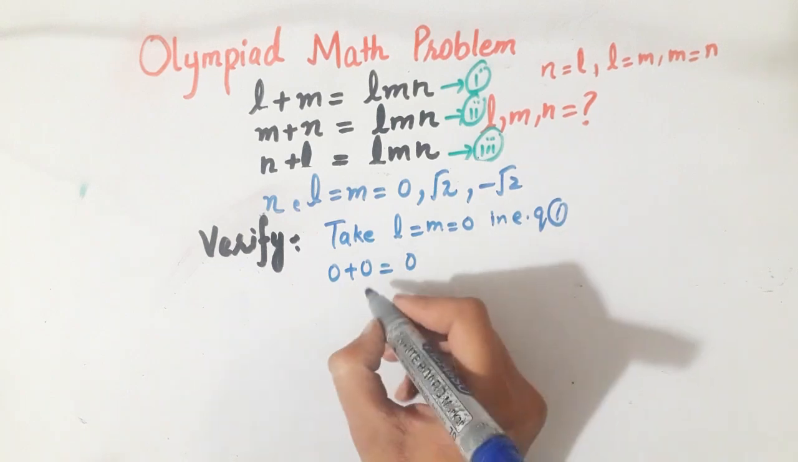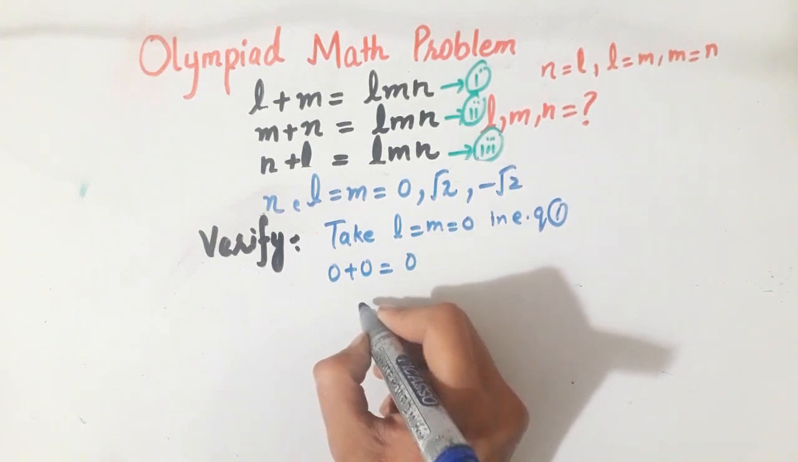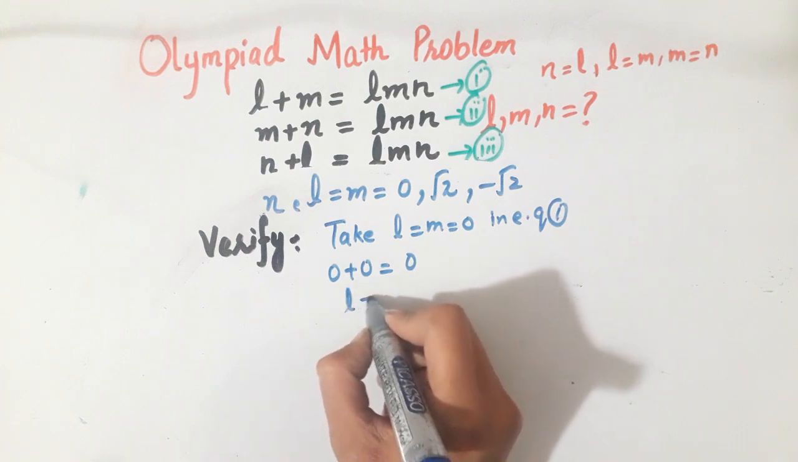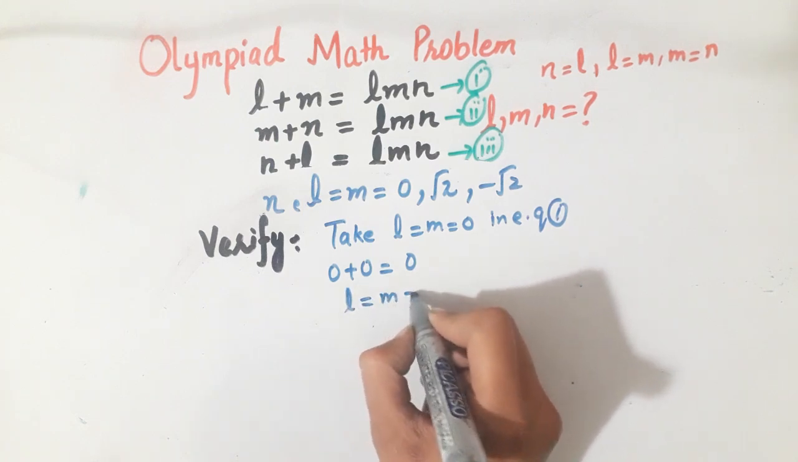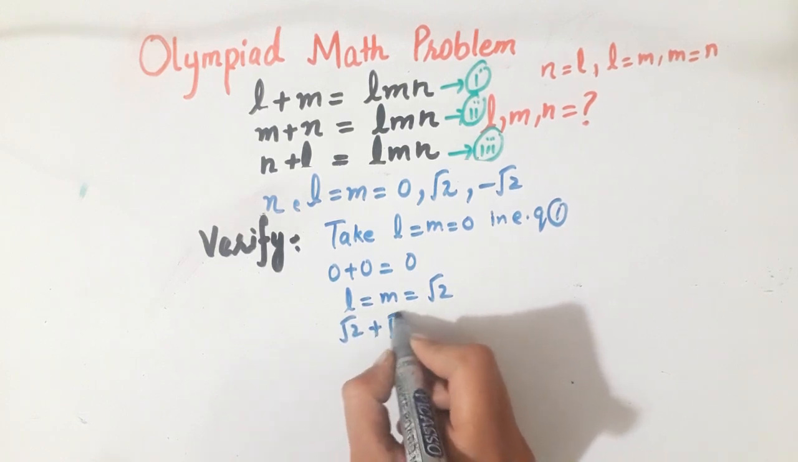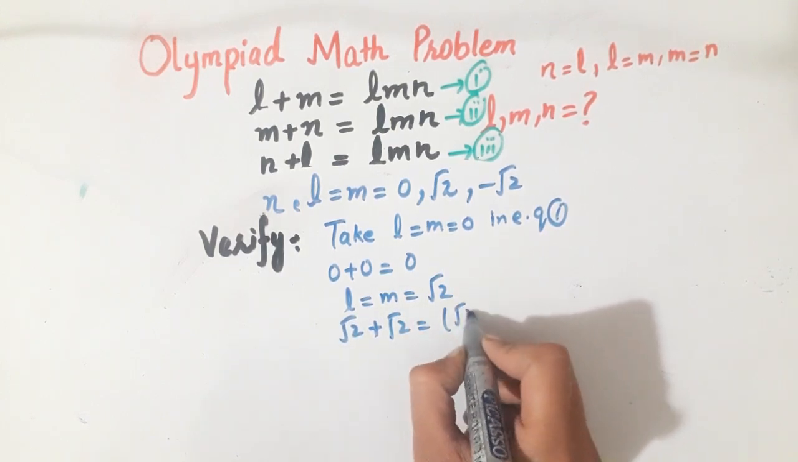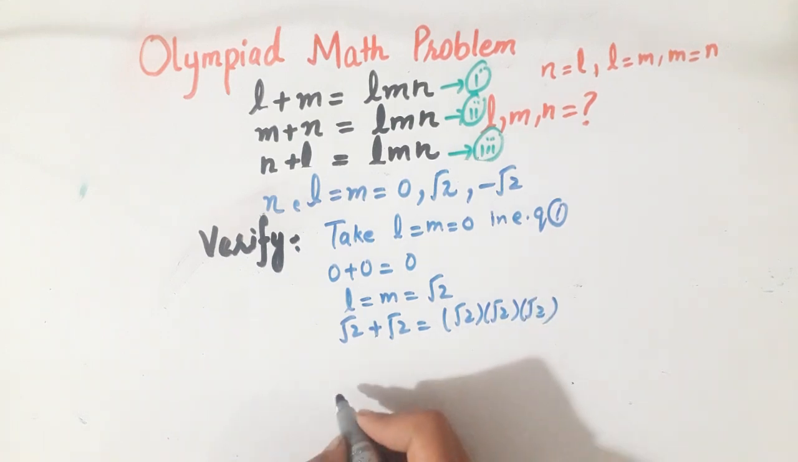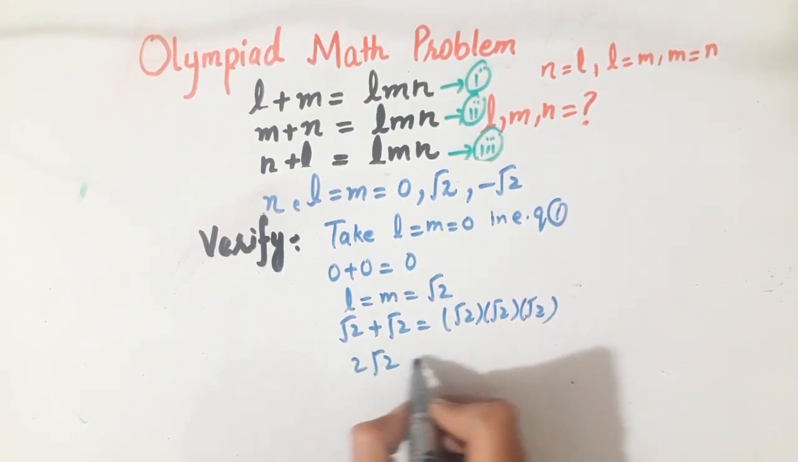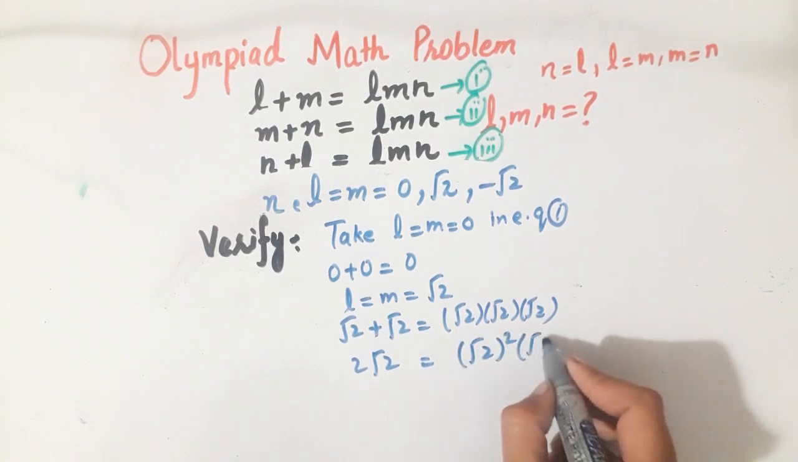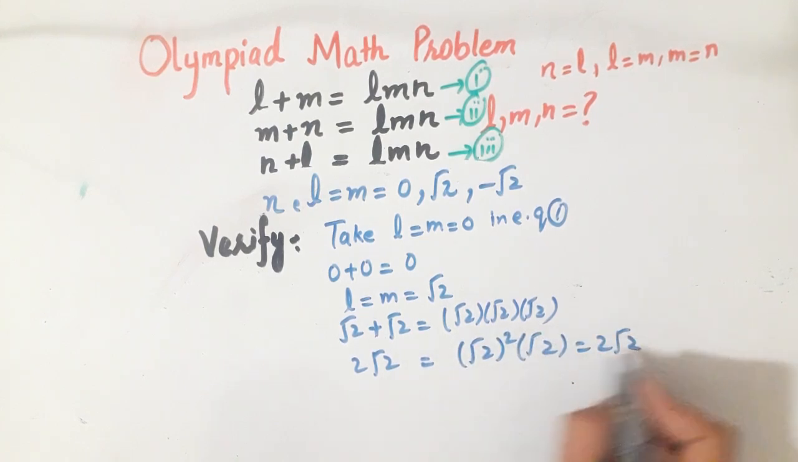Now for the other one we have L equal M that equals square root of 2. So square root of 2 plus square root of 2 equals 2 square root of 2, and on the other side we get square root of 2 into square root of 2 into square root of 2, that is 2 square root of 2.